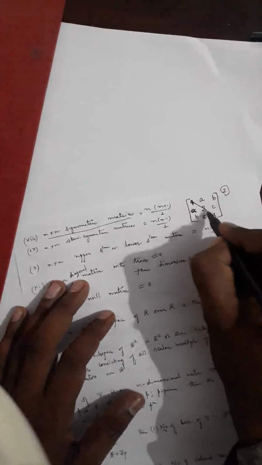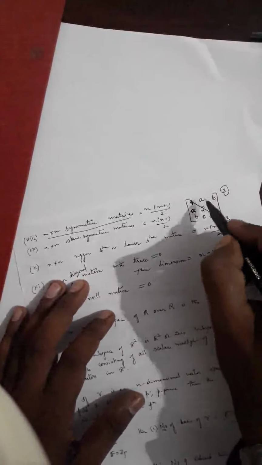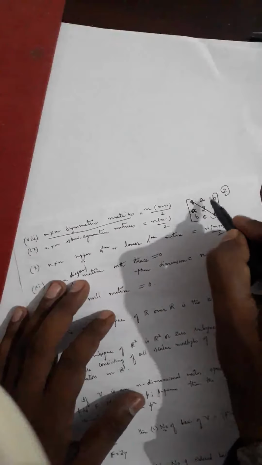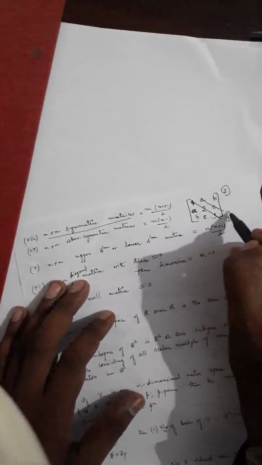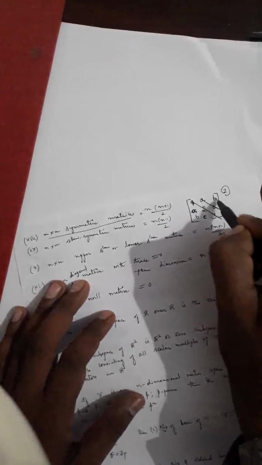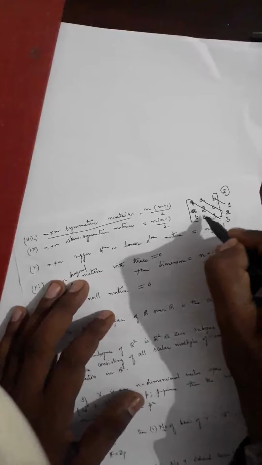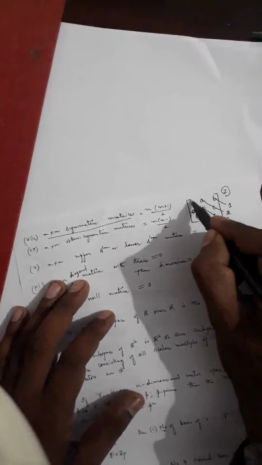So these 3 elements are needed, right? Then how many elements are needed? AC is already given here, so 2 elements are needed. B, 1 element is needed. This B is repeated here, so you can just count only this.